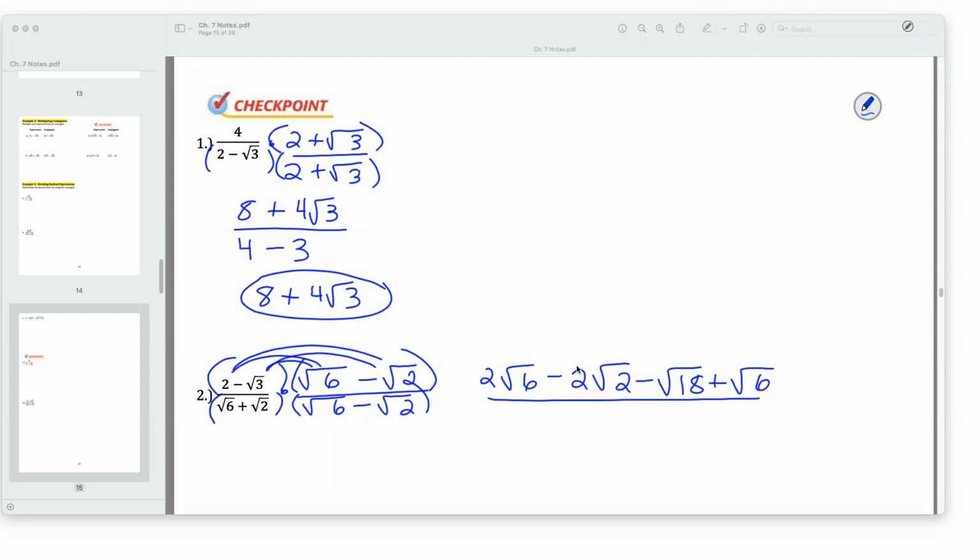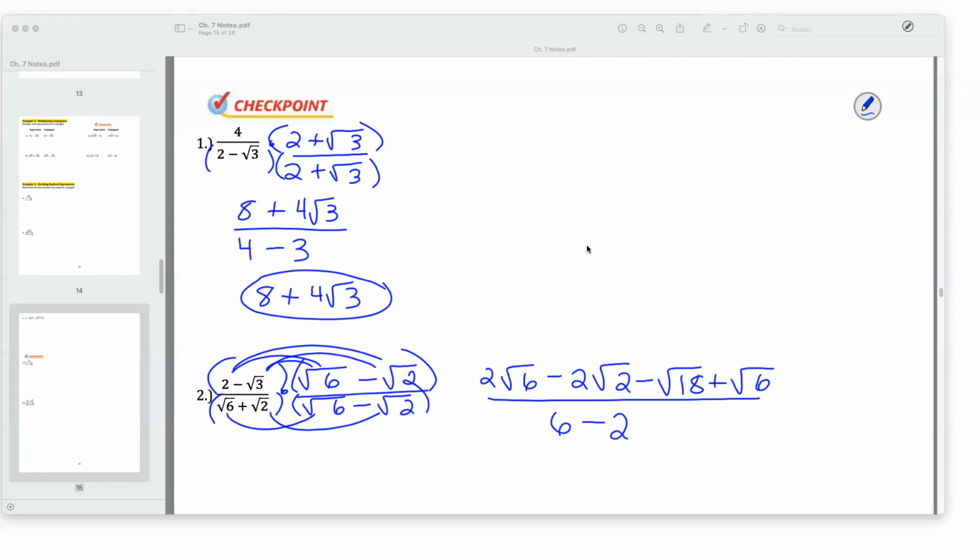And then my denominator, we have conjugates here, so I really only have to multiply the first and the last. The square root of 6 times the square root of 6 is the square root of 36, which is 6, minus square root of 2 times square root of 2, which is square root of 4, which is 2. So my denominator is just going to be 4.